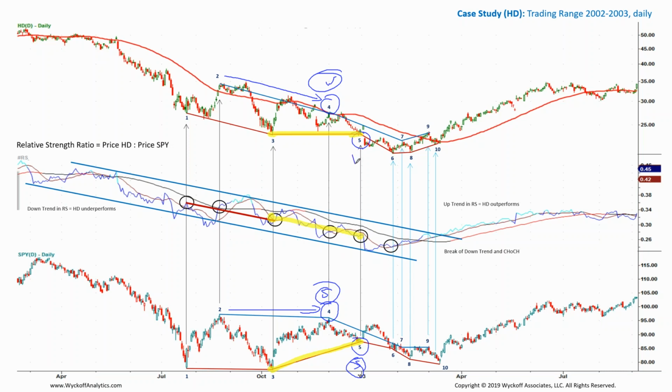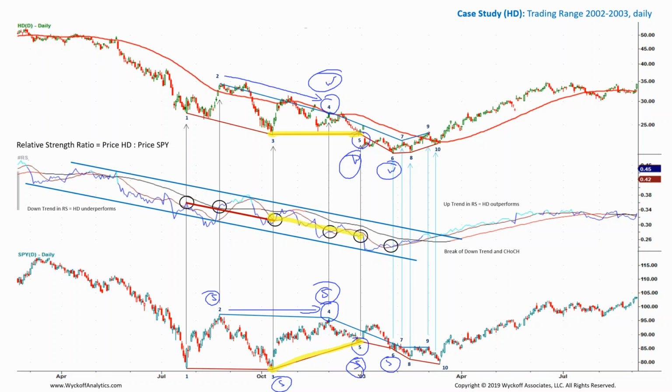Okay, well, let's not forget about this now, Adam. Let's look at point number 6. Just looking from 5 to 6, it looks like the SPY line is more shallow than the line from 5 to 6 on Home Depot. So we're seeing that the stock is still weaker here at 6.